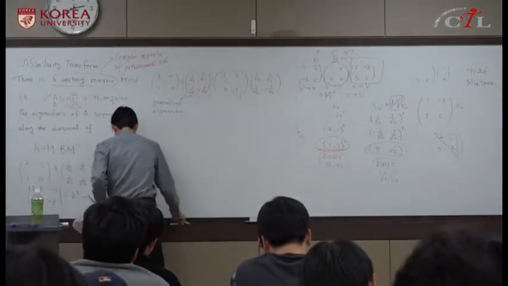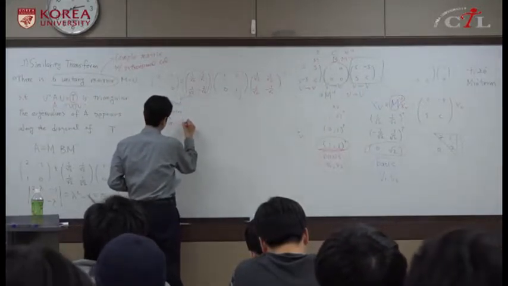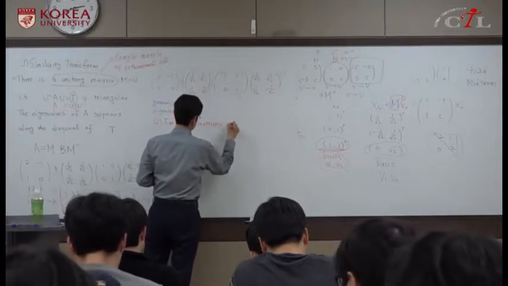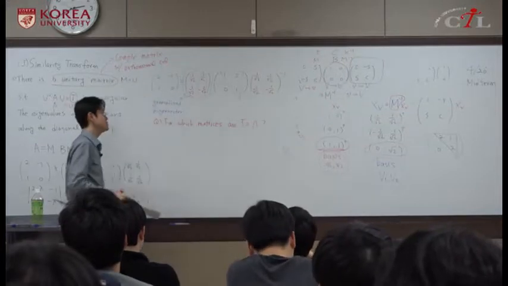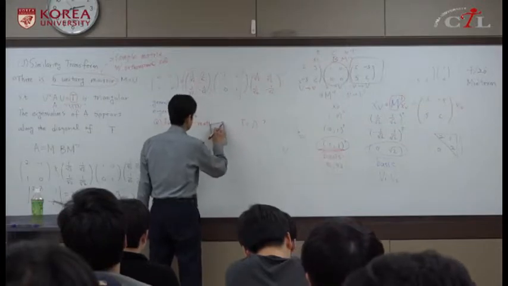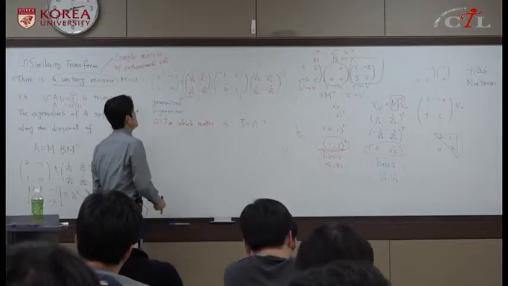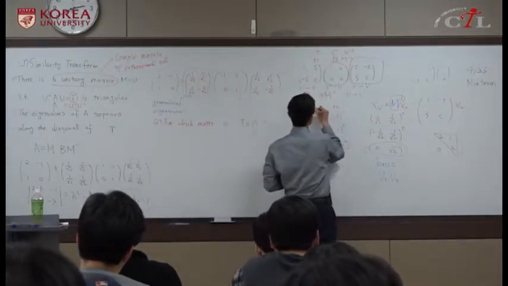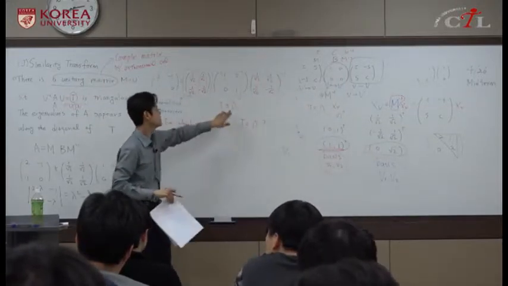So the question is, for which matrix is T equal to lambda? For which matrix is T in the center part equal to lambda? Here, T is equal to lambda. But here, T is not equal to lambda, because lambda is the diagonal form.